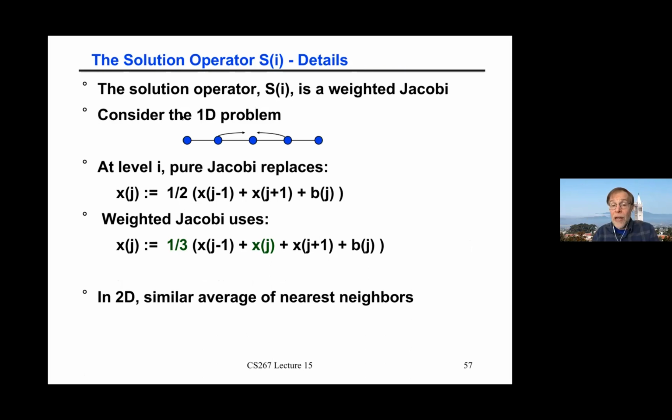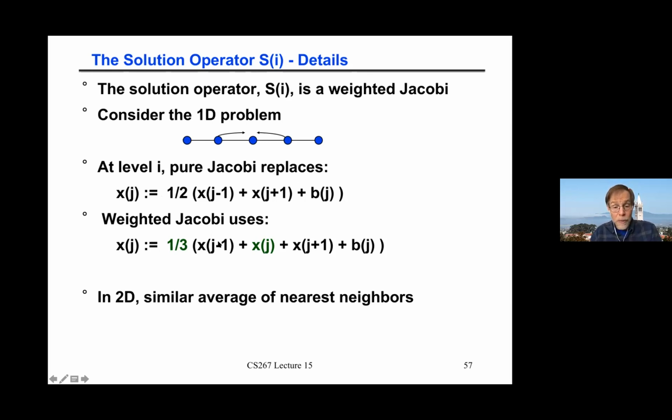Okay, so let me talk about the solution operator first, which takes your solution on a particular mesh, the problem PI, and just does averaging with your nearest neighbors and improves the solution. So let me do it in the 1D case. So what does Jacobi do? Jacobi just takes 1/2 times your nearest neighbors and also averages in the right-hand side.